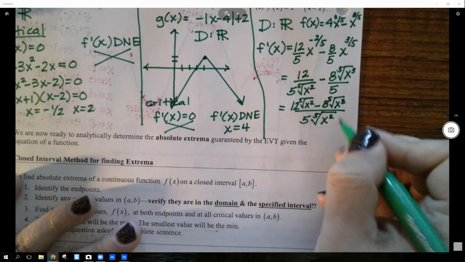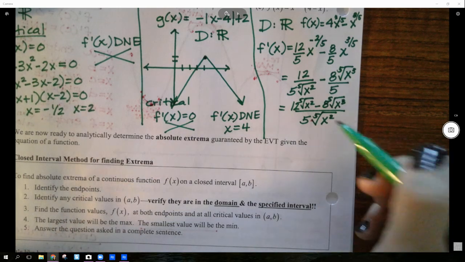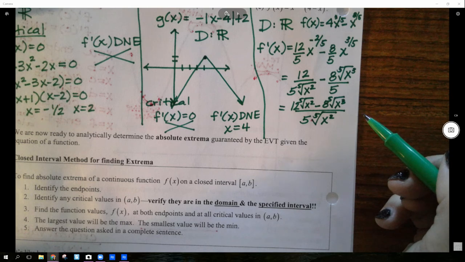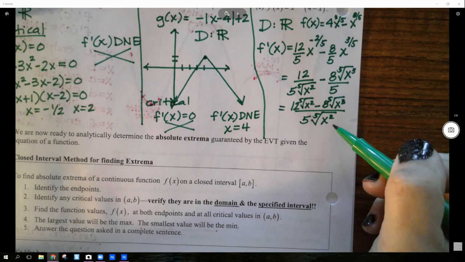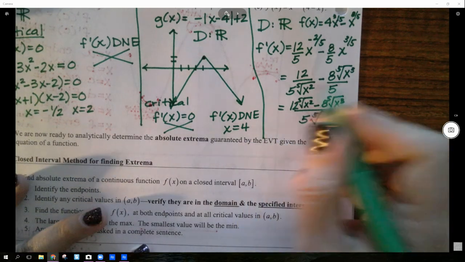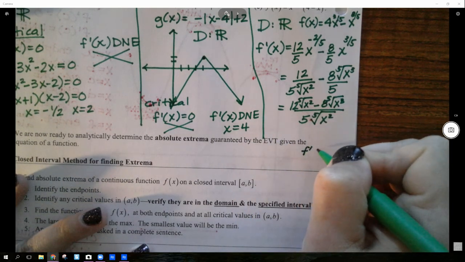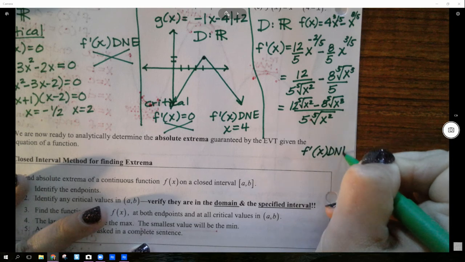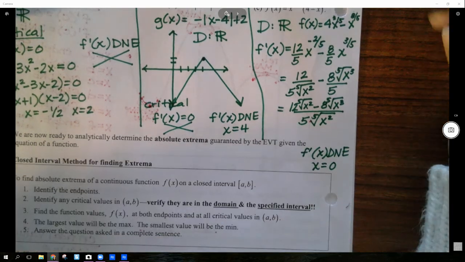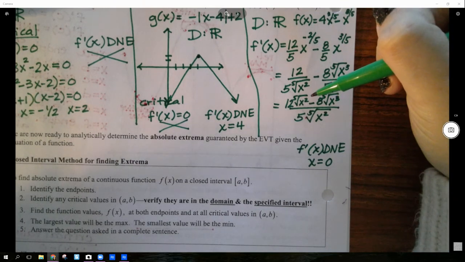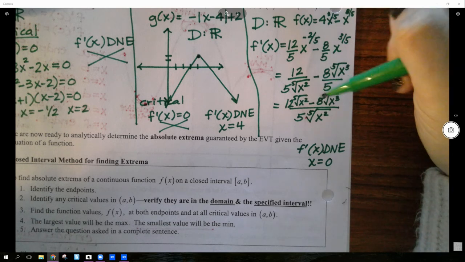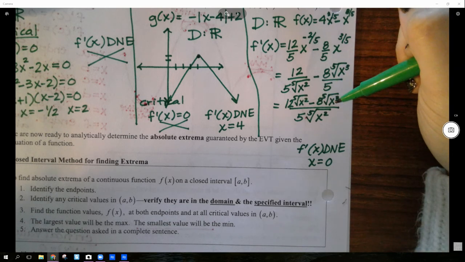All right, where the derivative is not going to exist is a little bit easier than where it equals 0. It's definitely not going to exist when the denominator of this equals 0. So that's going to be when x equals 0. So f prime of x does not exist when x equals 0. Let's see here. What can we do with this? We could take out a GCF from these two.